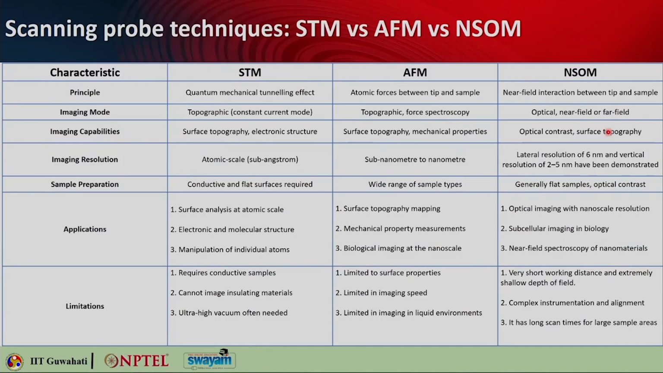So, with that we can now compare the 3 different scanning probe techniques that we have studied. One is STM, another is AFM. So, this is atomic force, this is scanning tunneling microscopy, and this is NSOM, near field scanning optical microscopy. As you can understand, the principle for STM is the quantum mechanical tunneling effect, whereas for AFM it is the atomic force between the tip and the sample, and for NSOM it is the near field interaction between the tip and the sample.